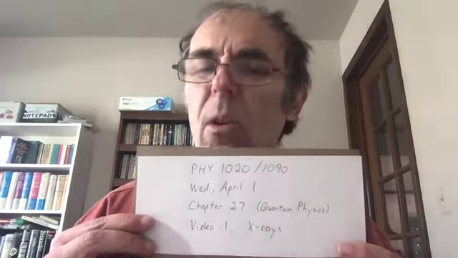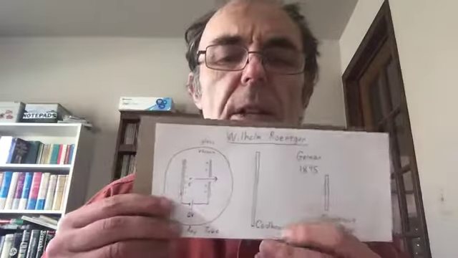We're in chapter 27 about quantum physics, and here in this first video we're going to talk about X-rays, how X-rays were discovered and how they were used to do Compton scattering. First, how were X-rays discovered?